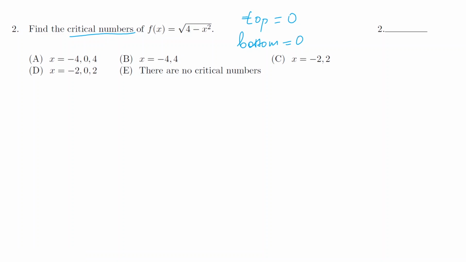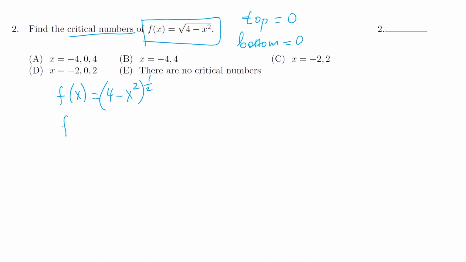We cannot find the first derivative of this function itself because we first of all have to rewrite it. So if we are to rewrite this function, we're going to get f of x is equal to 4 minus x squared all to the power of 1/2. This is the rewritten function. Now we can take the first derivative. Here we have to deal with the chain rule, right?